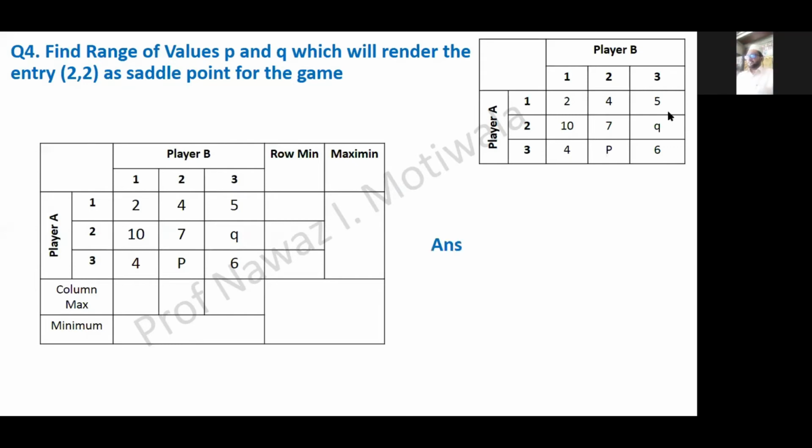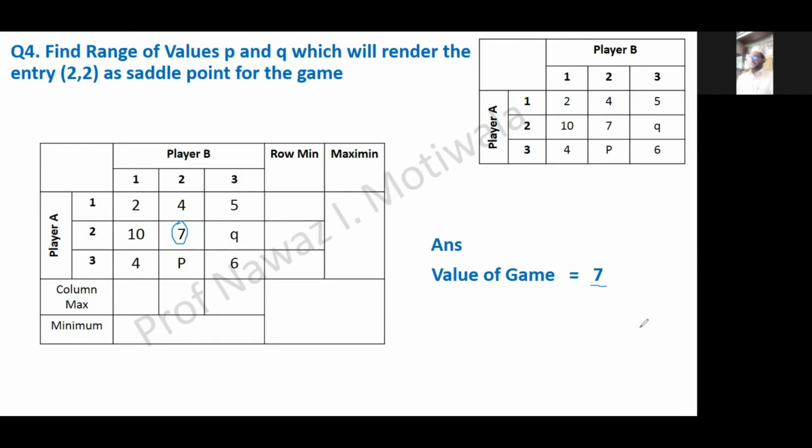We are given the answer as value of the game as 7. In the question, if you can see, it says entry 2, 2. 2, 2 means second row and second column. That means this value. This value they need as a saddle point. And we know that the value which comes out to be a saddle point is the value of the game. So the value of the game will become 7.